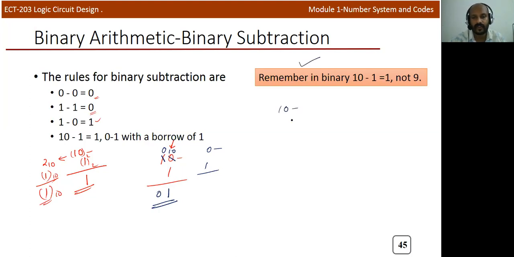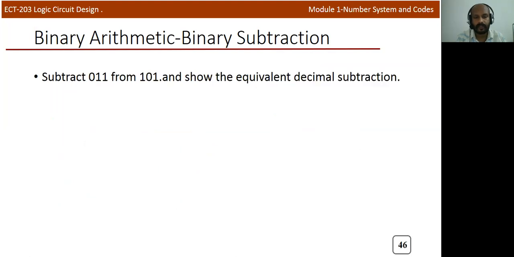10 minus 1 is 9 in the case of decimal, but this is binary. 10 in binary minus 1 in binary, you'll get 1 in binary. So we'll try one question.